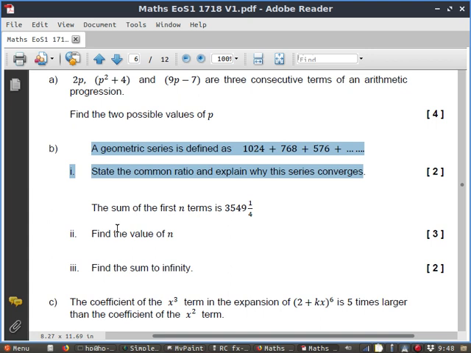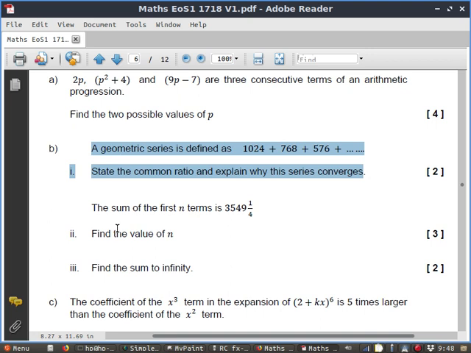Now, the first part you should have done. Why does this series converge? Because R is a member of... Yeah, and what is the value of R? Is it 3/4? Yeah, 3/4. So that's 2 marks. Okay.